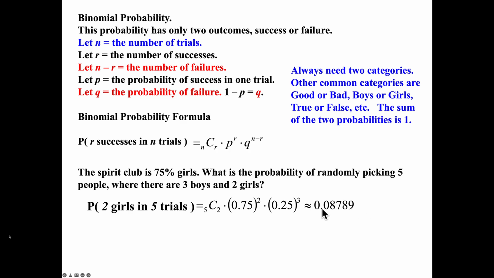And again, if you think of this as a percent, that's just under 8.8% chance of happening, which makes sense because you have 75% girls and you're trying to pick more boys and you have more girls to choose from.